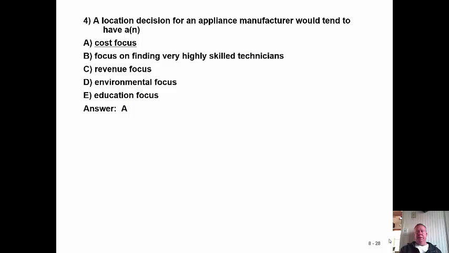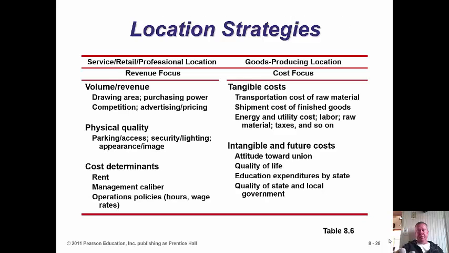Then, for these location decision type questions, you have to figure out whether it's a service, retail, manufacturer, or warehouse type thing. If it's service or retail, it's going to be revenue driven. If it's manufacturing, warehouse, something like that, it's going to be cost driven. So this one would be rather easy if you just look at the manufacturer in the title and look for the one with cost. Everything else, revenue, environmental, are all nice to haves, but cost is the driving factor in location for a manufacturer. And so again, those two items up at the top: revenue versus cost.